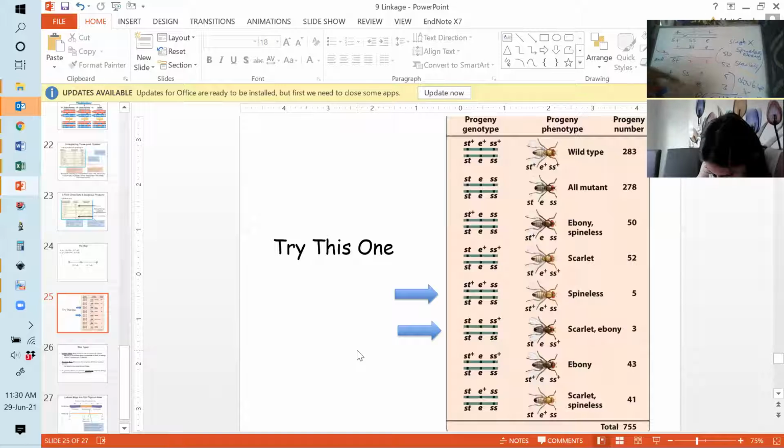Okay, so someone make a note of that number, 14.6 centimorgans. You figured it out? Good stuff. Okay, so now if we want to figure out the crossover here, let me just take a picture of that.